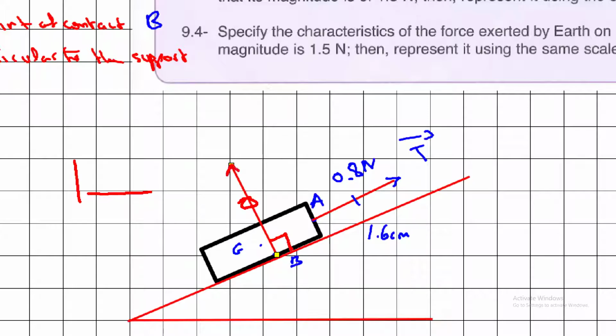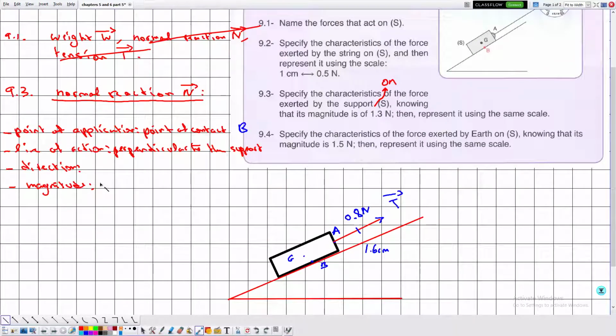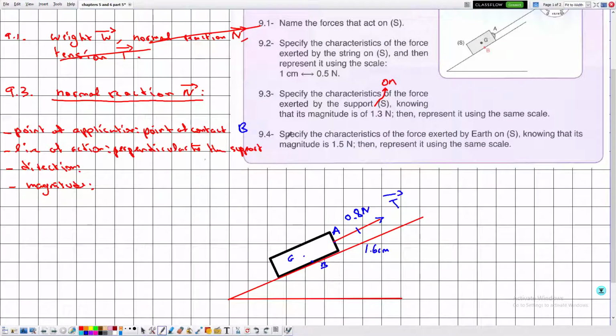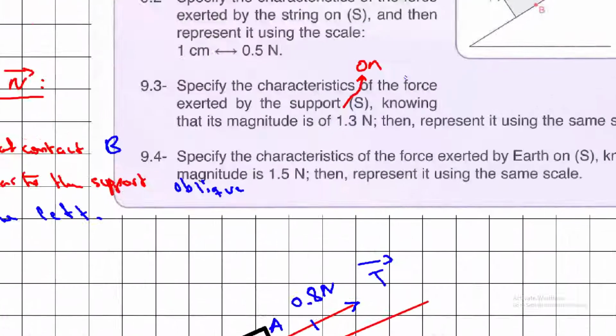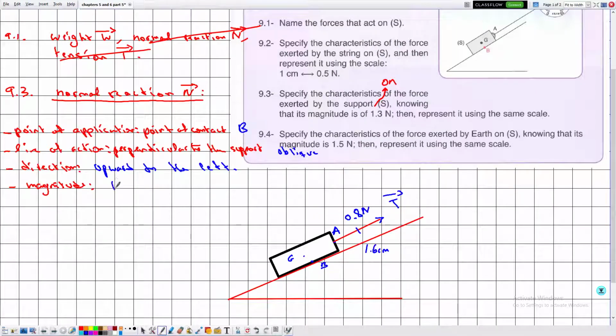and the direction, it is either like this or like this, but it always acts away from the support, so it is like this. Then the direction is upward to the left. So the line of action is oblique, the direction is upward to the left, and as for the magnitude here is given to be 1.3 newtons.